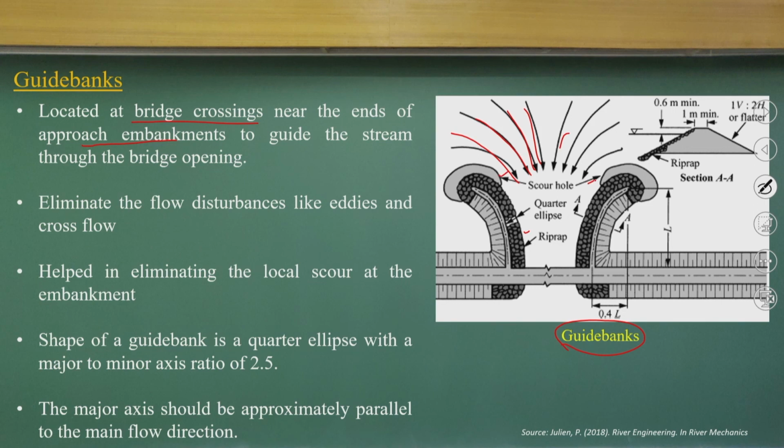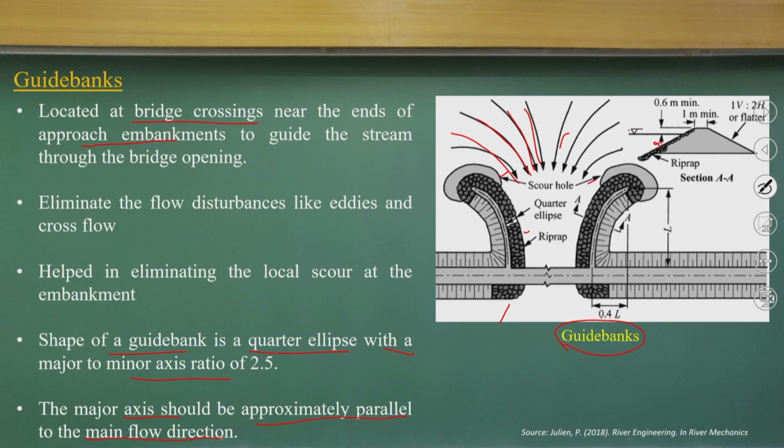To protect this, there will be stone riprap and the high flood levels, and there is a geotechnical design of this embankment considering the top width and the freeboard, so we can design it as guide banks. More details we do with physical modeling studies or mathematical modeling. The shape of the guide bank is a quarter ellipse with a major-minor axis ratio of 2.5. The major axis should be approximately parallel to the main flow direction.